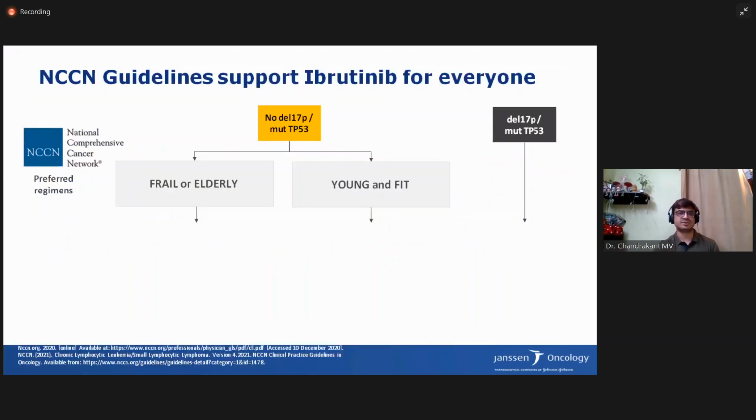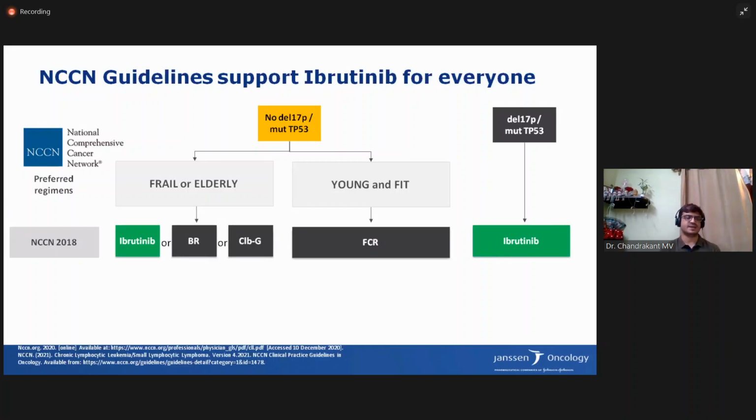So now coming on to the concluding parts, the NCCN guidelines support ibrutinib use for everyone now. Previously in 2018, ibrutinib was reserved for frail elderly patients. We also had options of B plus R, chlorambucil, Gazyva, and in young fit patients there was FCR, and it was reserved only for TP53 mutated patients.